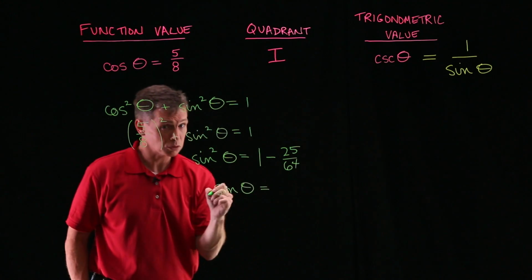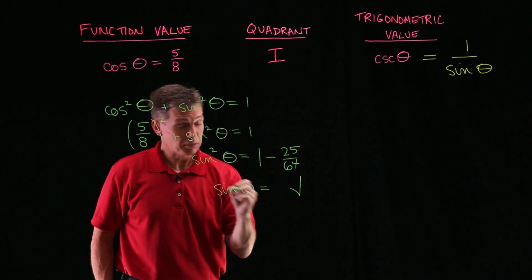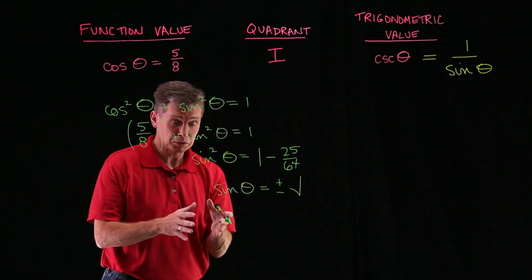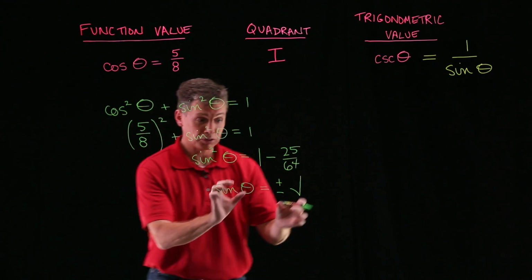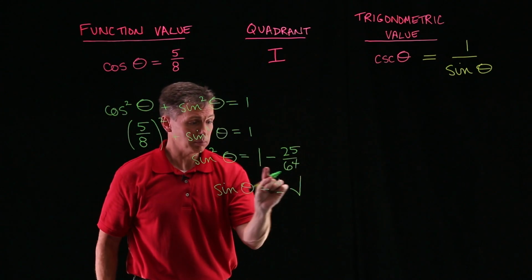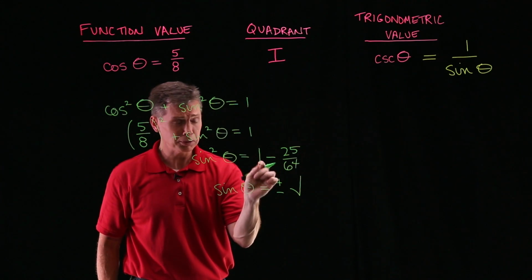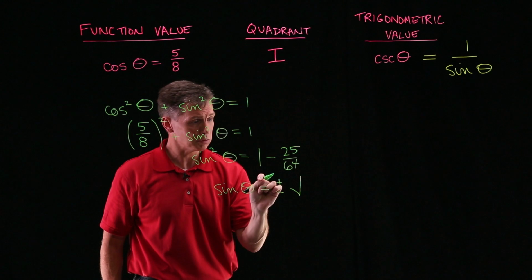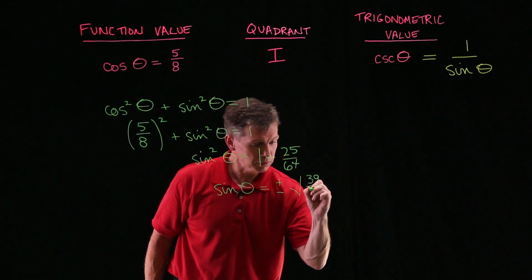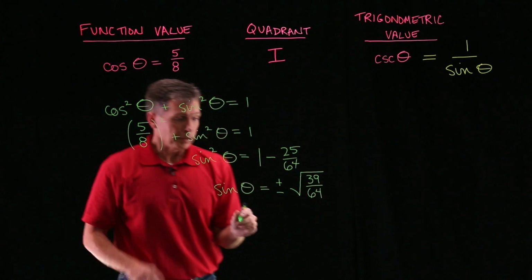So now I'm looking to take the square root. And when I take that square root, I will have a plus or minus. And then on the inside of the square root, the radicand in this case, let's do this arithmetic where if I'm going to combine these, my 1 is 64 over 64. So 64 minus 25 looks like 39 over 64. And that's pretty good.